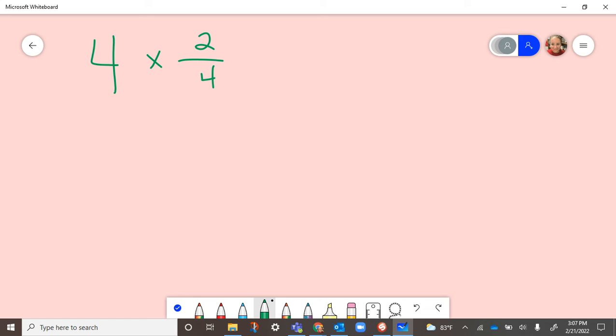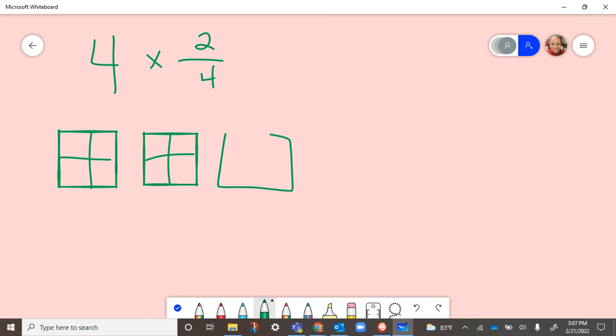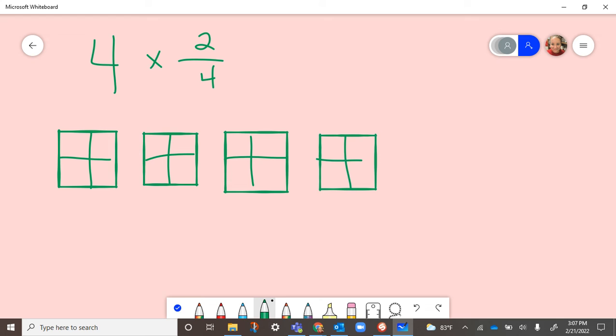Another way you might see it is just looking at the model. So if I have, I'm going to make 4 of these. All right, so 2/4, so I'm going to shade in, get another color. I'm going to shade in 2/4 on each of these. And I'm doing it 4 times.